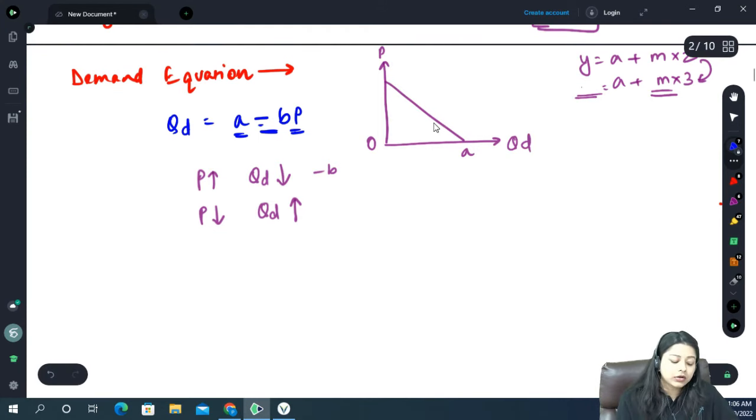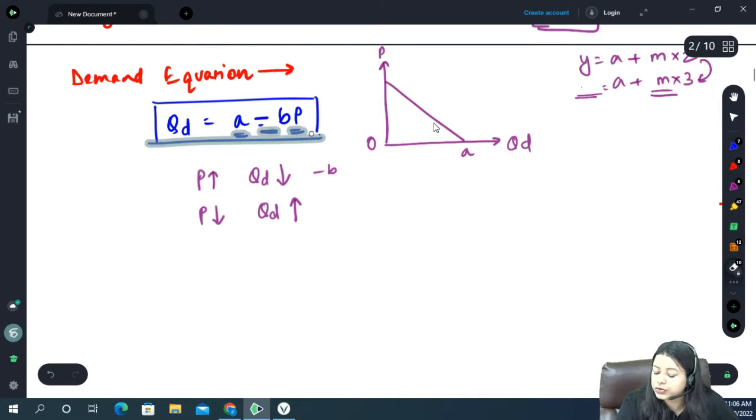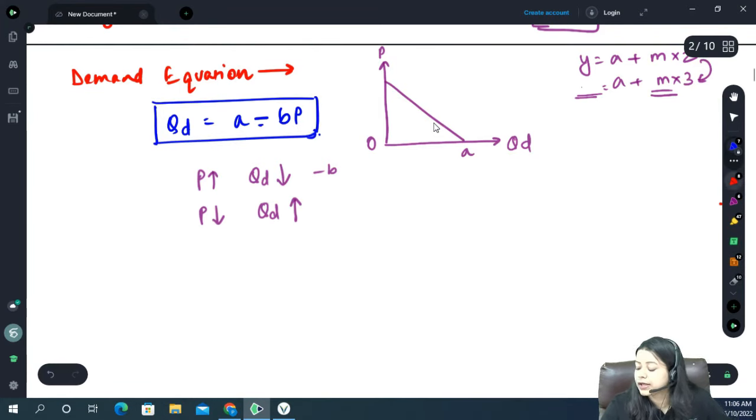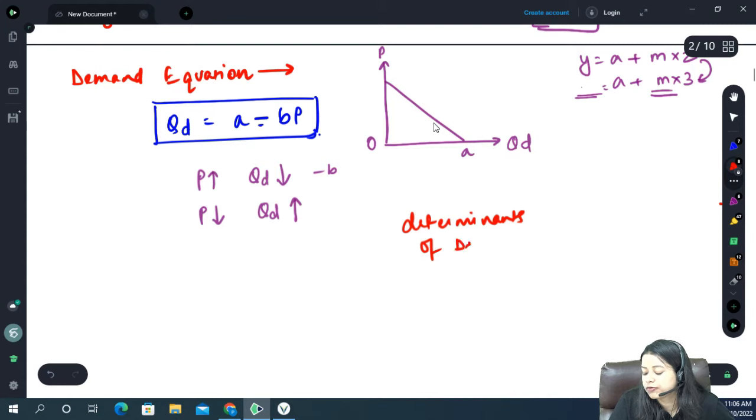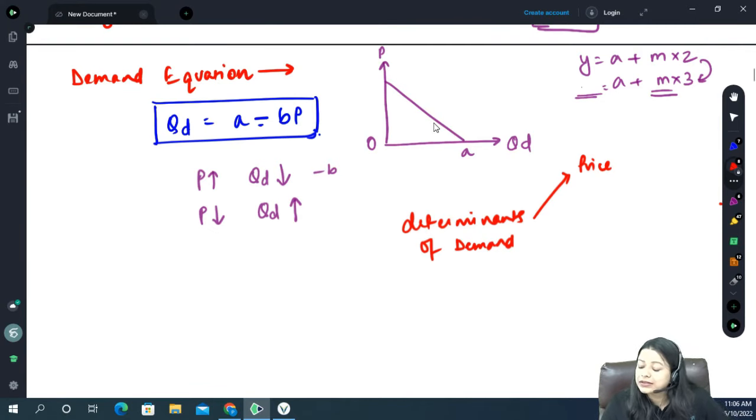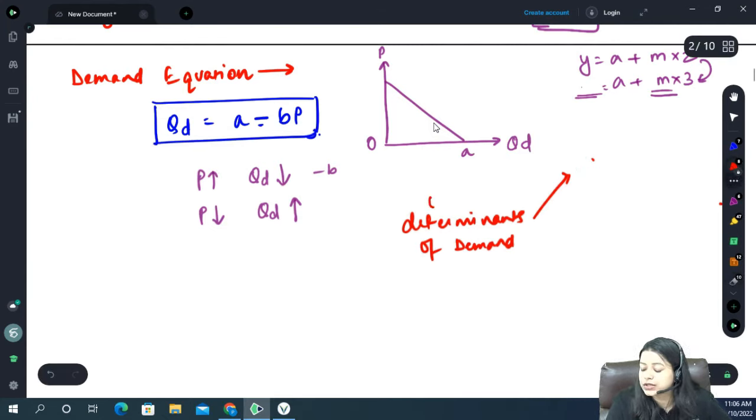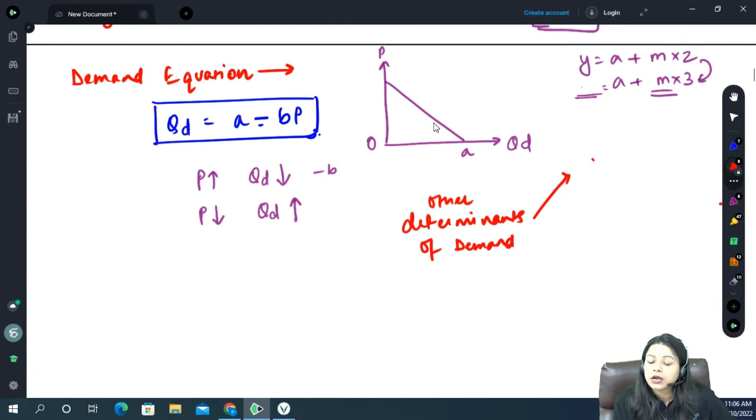Now, there are a few determinants of demand. So this was our demand equation, very important. Other than the very first thing, price, that if your price changes, your quantity demanded will change, there are some other determinants as well. What are these other factors that will lead to a change in the quantity demanded of a particular good, keeping price constant? Ceteris paribus.